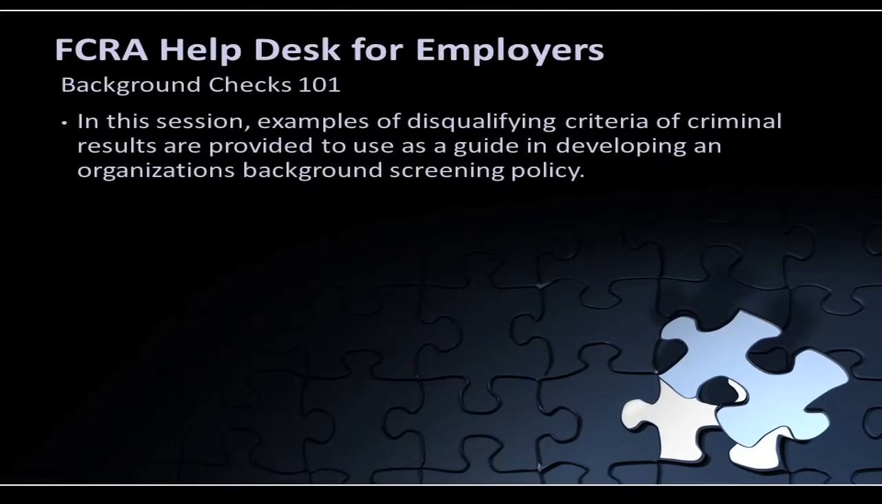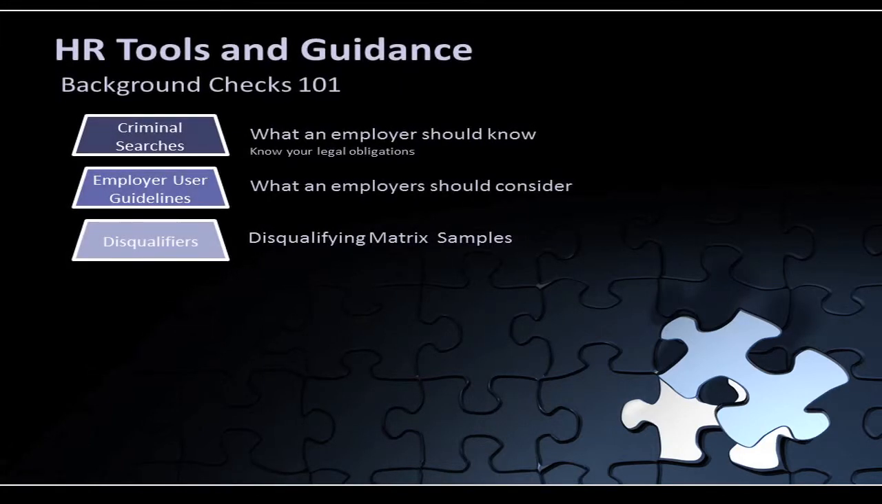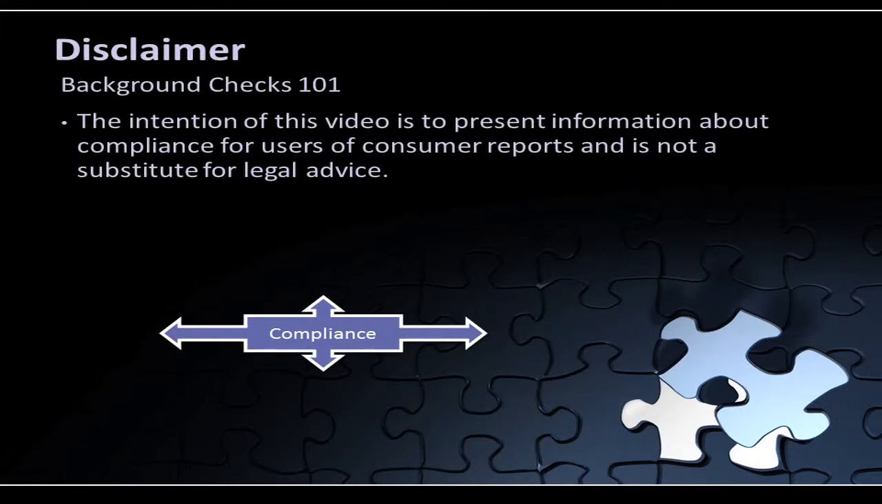In this session, examples of disqualifying criteria of criminal results are provided to use as a guide in developing an organization's background screening policy. On the agenda: criminal searches, what an employer should know, employer user guidelines, what an employer should consider, and disqualifying matrix samples. The intention of this video is to present information about compliance for users of consumer reports and is not a substitute for legal advice.